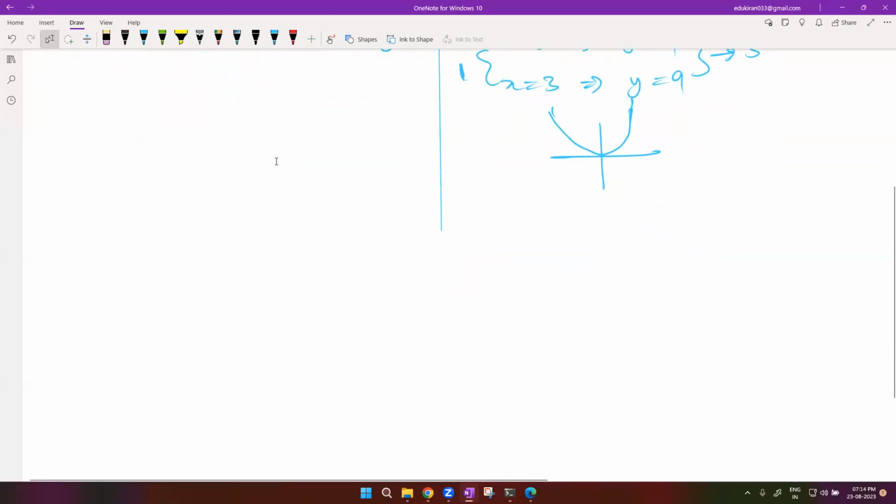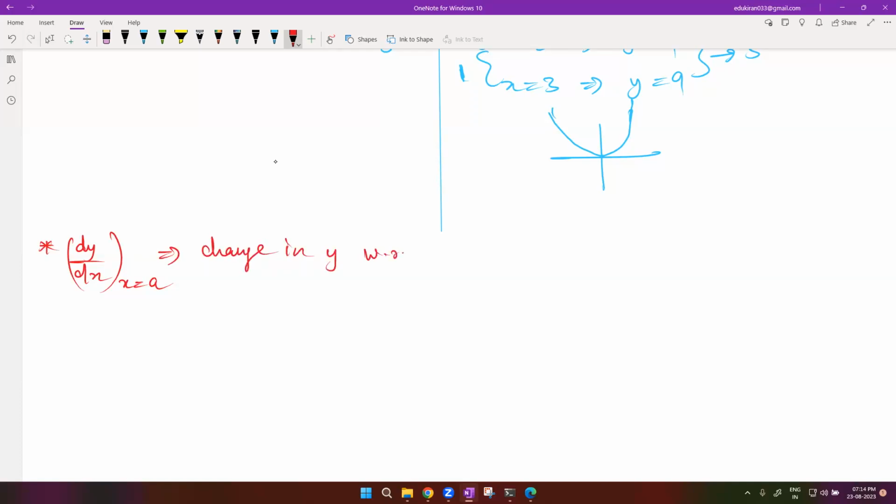So let's start with the first thing. dy by dx means change in y with respect to change in x. And if we consider this dy by dx at x is equal to a, it means change in y with respect to change in x at some point x is equal to a. You can put the value of x if you're given, and that will help you in finding out the value of dy by dx at that particular point.